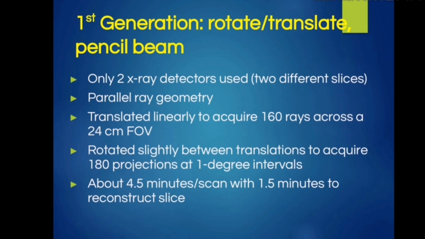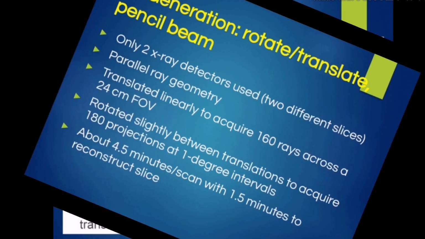It was rotated slightly between translations to acquire 180 projections at 1 degree intervals, about 4.5 minutes per scan with 1.5 minutes to reconstruct the slice.